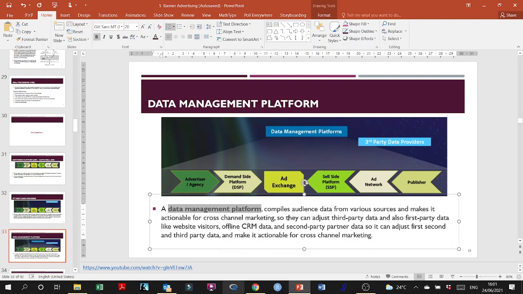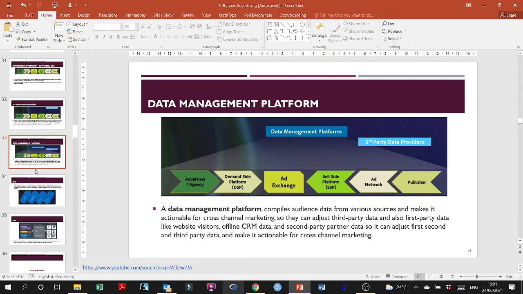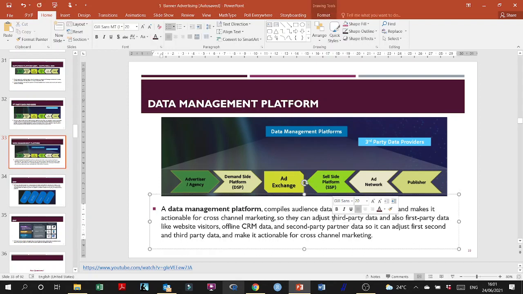Let's talk about these in the subsequent slide. I think I have a very interesting slide that talks about the difference between and the definition of the first party, second party, and third party data provider. So these are also some new concepts for you today. So what is a third party data provider and what is a first party data provider?